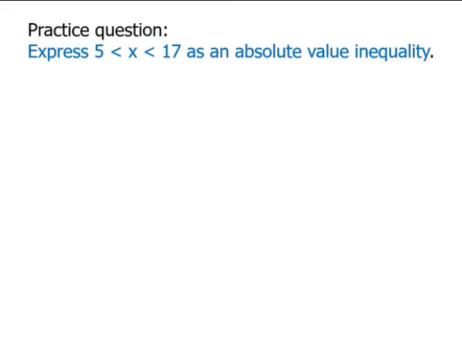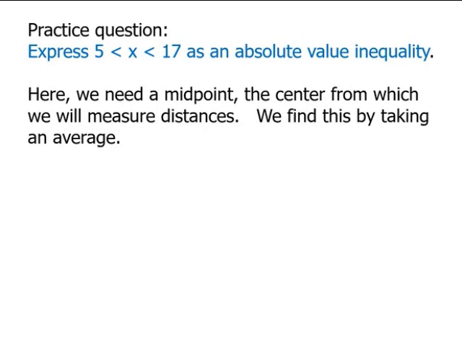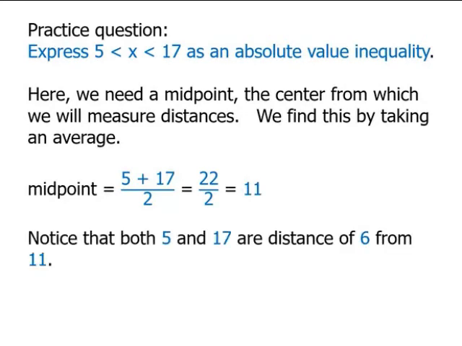And so the first thing we need to do if we're going to turn it into an absolute value inequality is find that center point. And the way we do that is we take the average. So what's the average or the midpoint of 5 and 17? We'll add them up, divide by 2, we get 22 over 2 or 11. And notice that 5 and 17 are both a distance of 6 from 11. In other words, if we start at 11, go up 6, we get to 17. We go down 6, we get to 5.